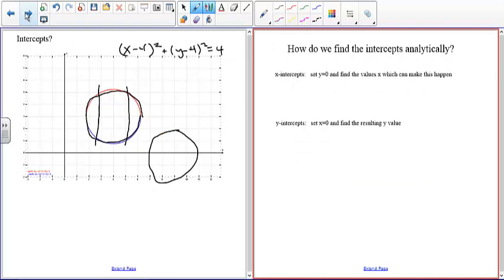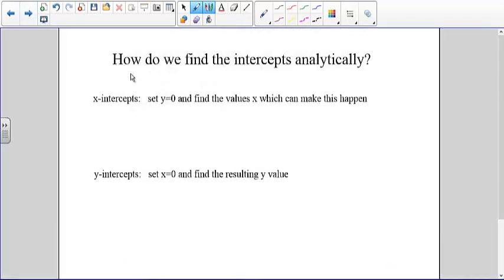So, let's just put this on the screen. How do we find the intercepts analytically? Well, we just talked about that. To get the x-intercepts, set y equal to 0 in the equation and find the values of x which make this happen, which for linear equations is easier. For a quadratic equation, you'll have to factor. For third order equations, it's more difficult. We're going to do that in another chapter. For y-intercepts, you set x equal to 0 and find the resulting y. Most of the time, that's much easier to do.